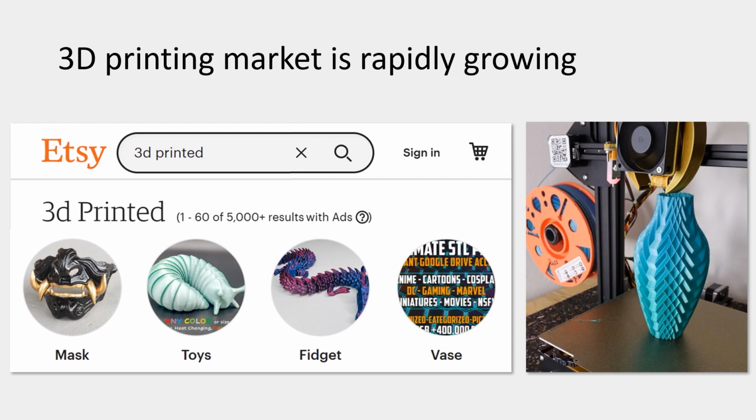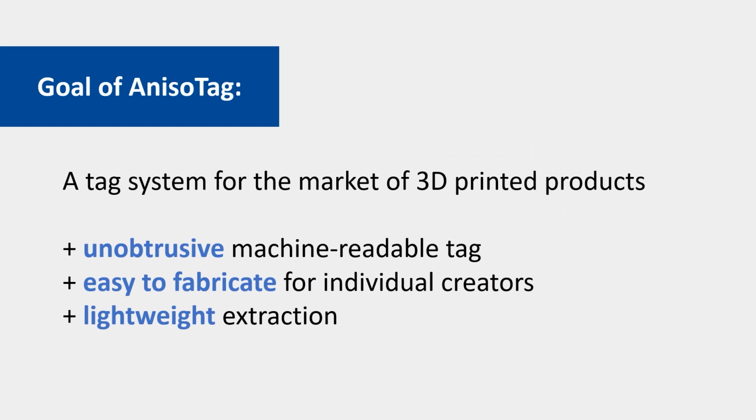Meanwhile, the market for 3D printed products is experiencing rapid growth. On Amazon and Etsy, thousands of 3D printed products, mainly fabricated by individual creators, are being sold. Thus, we pursue a tagging system for 3D printed products.